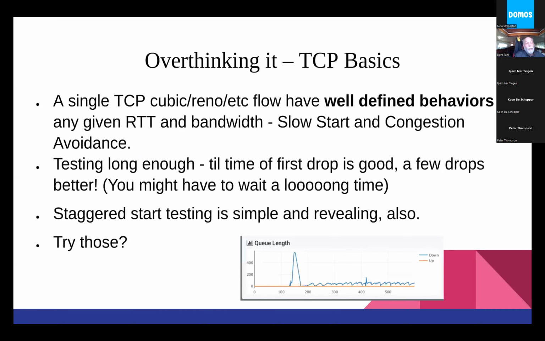So another thing that I'm pushing for people to try to do more is just validate the simplest possible scenario against your device and network. A single TCP flow has well-defined behaviors at any given round trip time at any given bandwidth. You should be able to produce repeatable results against any gear, including buffer size or the AQM technologies, if you just test that. But you got to test long enough. You got to test till the time of the first drop or mark. A couple drops will get you a better number, and you might have to wait a really long time, but you will finally get a result that is accurately representing the characteristics of the network.